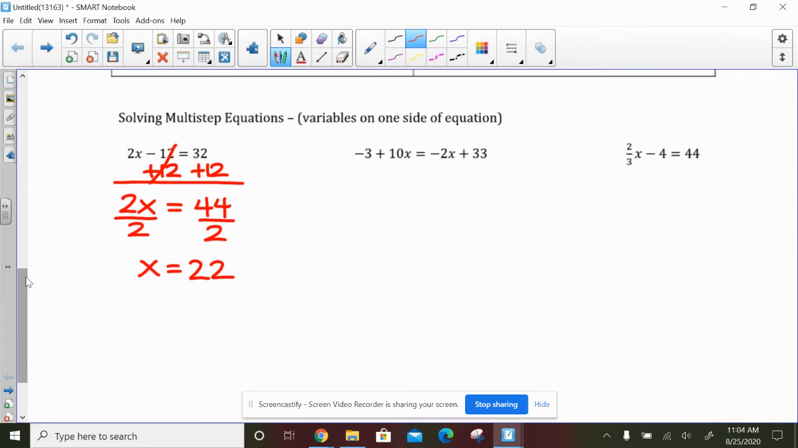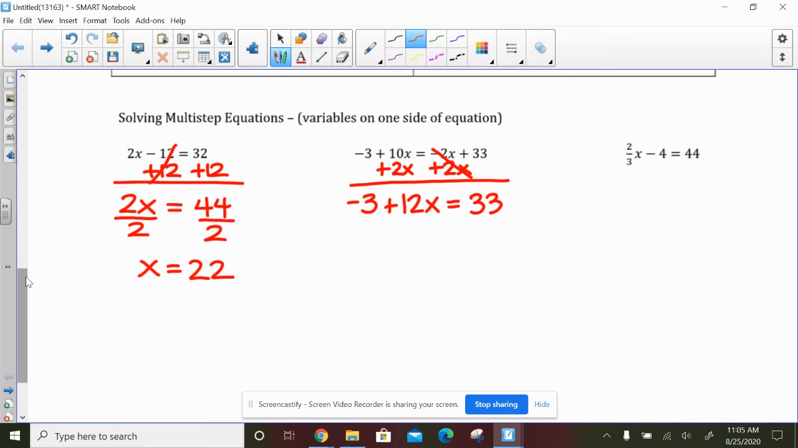Okay, on the next one, when I see problems with the variables on both sides, that's what I always work with first. You do not have to, that is just what I prefer to do. Okay, so I am going to add this 2x over to this 10x. Okay, I'm going to bring down my -3. 10x plus 2x is 12x. Bring down my equal sign. Those cancel out. Bring down the 33.